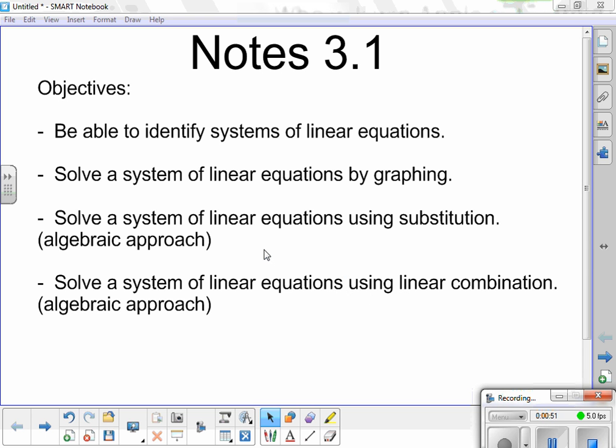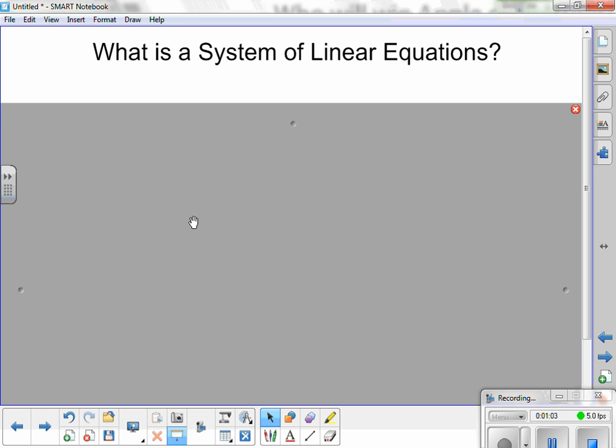This entire unit should be very familiar because you went over it in Algebra 1. These last two are considered algebraic approaches. This isn't anything new, so it should just be a refresher for most of you.